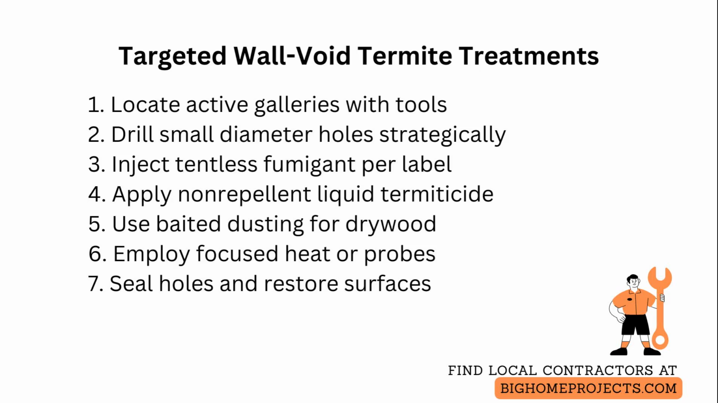For non-repellent liquid termiticides, inject low pressure and work from the perimeters toward the center so the chemical is drawn through galleries. Baited dusting can be effective in localized nests by placing a suitable dust into voids and returning to monitor bait consumption and colony response every 7 to 10 days.